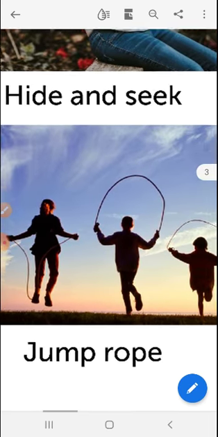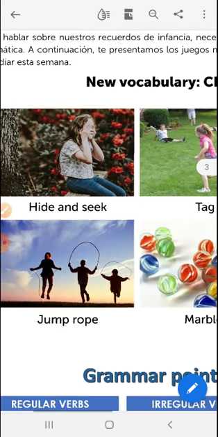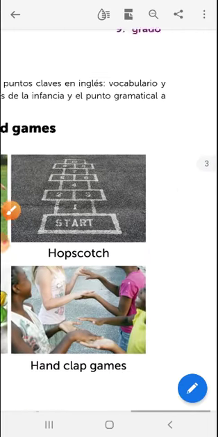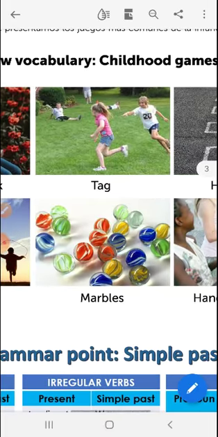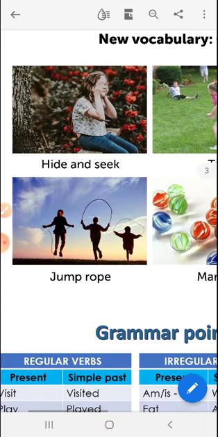Okay? This is the vocabulary about childhood games. Hide and seek. Tag. Hopscotch. Hand clap games. Marbles. And jump rope. Okay, these are the games that we played when we were little kids. These are the games that we played in our childhood.